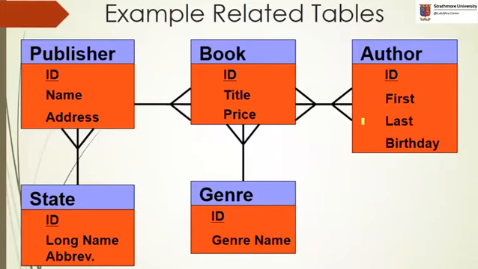So as an example of related tables, we have a publisher here. We also have a book. We also have author. We have state, and we also have genre. Now, all this information can be put into one table. The problem is that many of the details are going to be repeated many times. Like, let's say we have an author. One author can have several books that have been written.